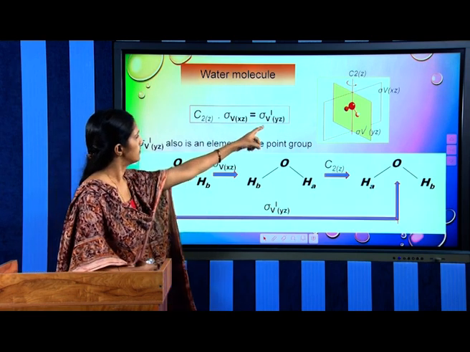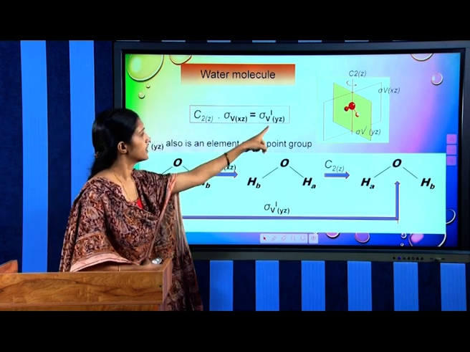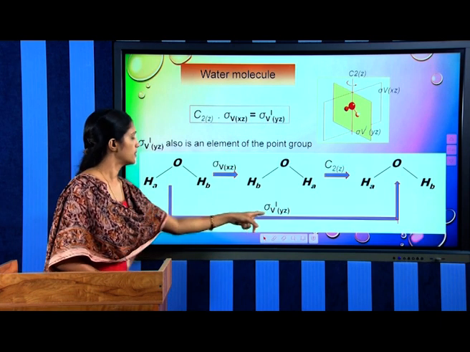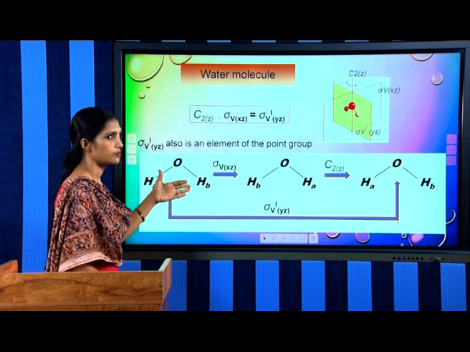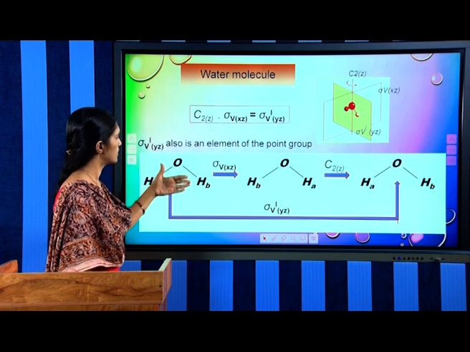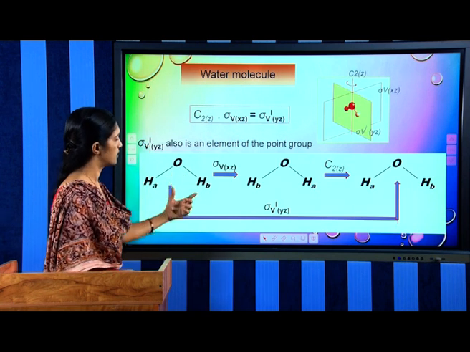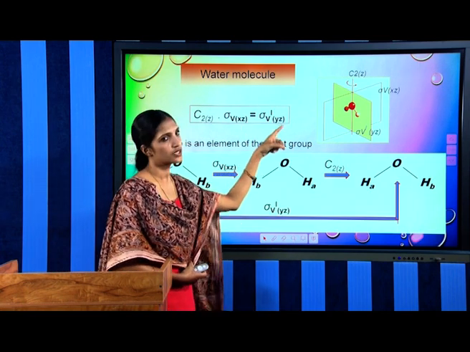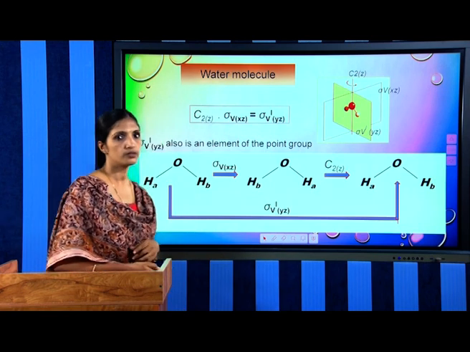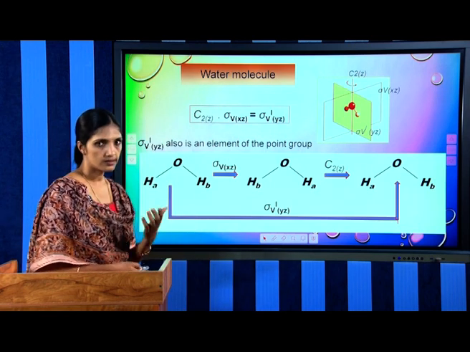So, again we have to check sigma v dash y z. Sigma v dash y z is applied on this molecule, which is the molecular plane. It does nothing to the molecule, the same result is obtained. So, again we can say that sigma v dash y z is also an element of the group. So, this is the closure rule.